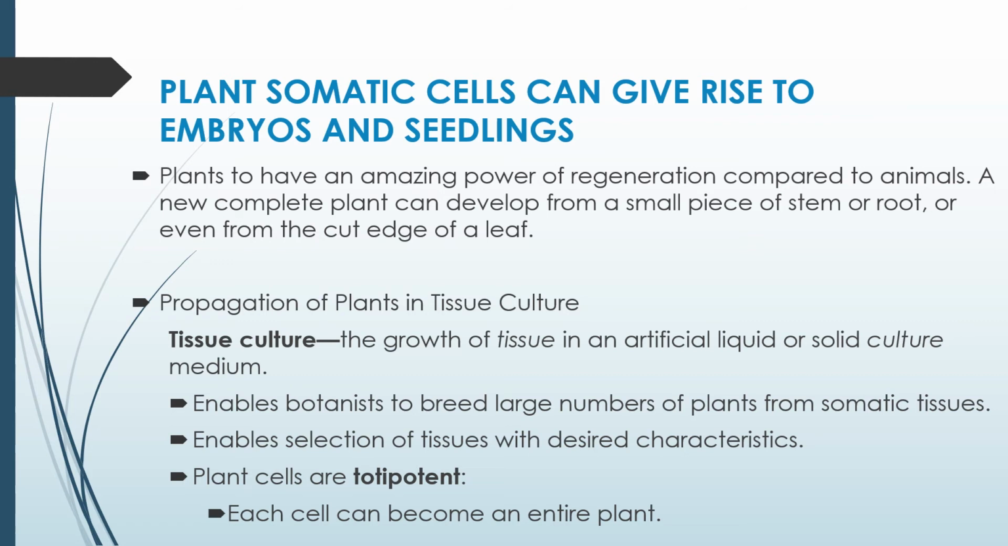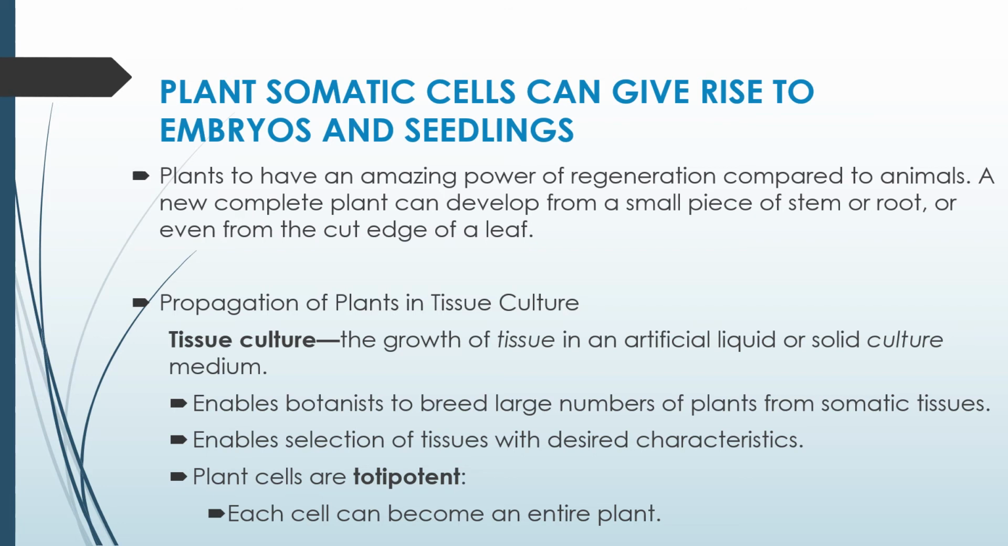The same goes when we use cuttings of vegetables, right? If you tried at home to experiment during this pandemic with the edge of a carrot, you just dip it in water and then eventually it grows roots. So, it's because of the plant somatic cells. Okay? They can actually give rise again to another embryo and of course, a new seedling. Okay? So, propagation of plants in tissue culture. Usually, this is the technique that we use to do propagation of plants.